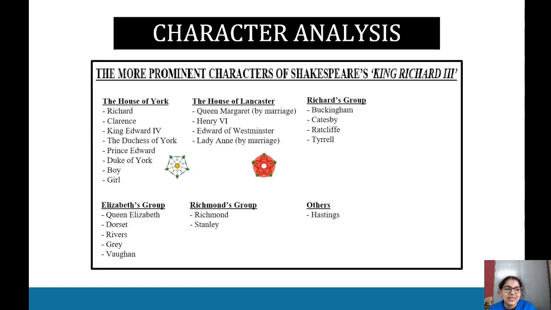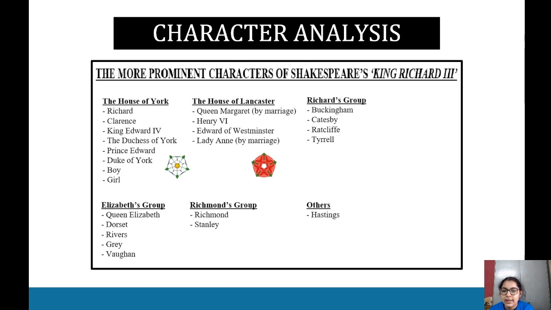Now let's look at character analysis. So what is each character doing? The more prominent characters of Shakespeare's King Richard III. Hopefully this table helps. And when you are reading the text or rereading it, you can always come back to this, or you can make your own table, where it's a lot easier to identify the prominent characters. So from the House of York, we've got Richard, Clarence, King Edward IV, the Duchess of York, Prince Edward, Duke of York, the boy and the girl.